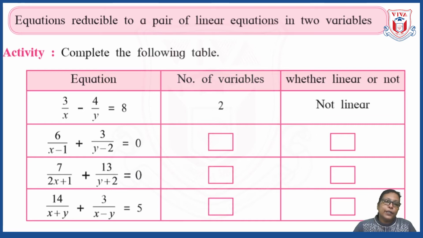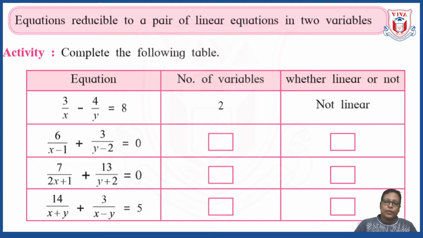So here let us complete the table. You can complete it by yourself also, because one answer is given to you. See, x and y have appeared in the denominator, so the number of variables here is 2. But the equation is not linear, because the degree of x and y is minus 1 here, and we don't want that. So everywhere you will find that the equations have two variables, namely x and y, but still the equations are not linear. Now we are going to study how to solve such equations.